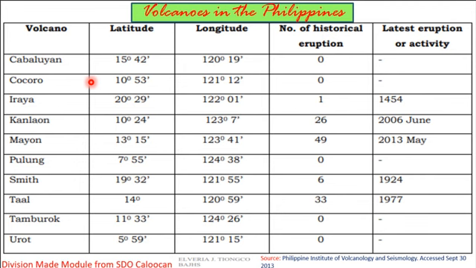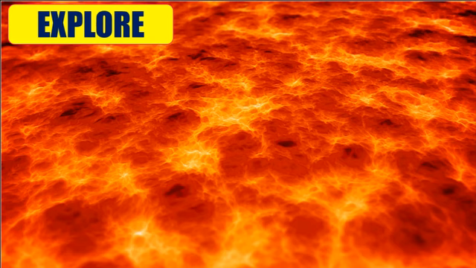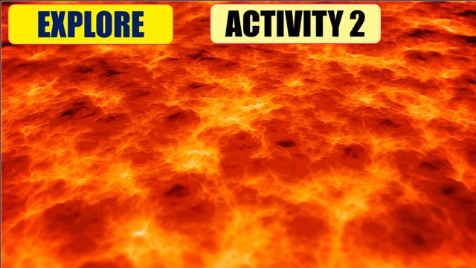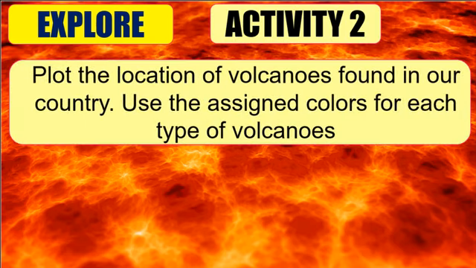Activity number 2 is all about plotting the location of these volcanoes. And also, through the number of historical eruptions, we can say if the volcano is active or inactive. Take note, we can say that the volcano is active if the eruption happened within 10,000 years ago. But if there's no record of eruption for the last 10,000 years, it is named as inactive. So let's begin with our activity number 2. The instruction is to plot the location of volcanoes found in our country using the diagram or table that I have presented a while ago.